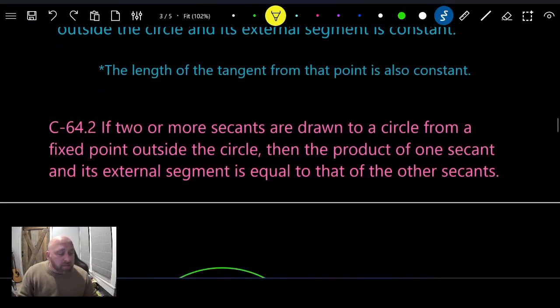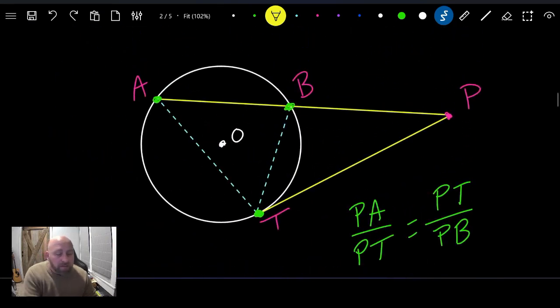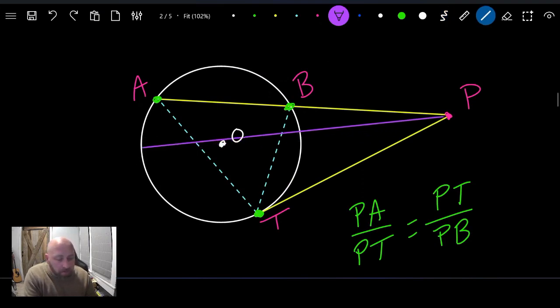So the last thing that you need to know here from this chapter, the last corollary 64.2: if two or more secants are drawn to a circle from a fixed point outside the circle, then the product of one secant and its external segment is equal to that of the other secant. So what does that mean? If we draw another secant, we'll draw one right down the middle. That's not quite right down the middle, but pretty close. Now that one's a little bit longer inside the circle, but it's a little bit shorter outside the circle.